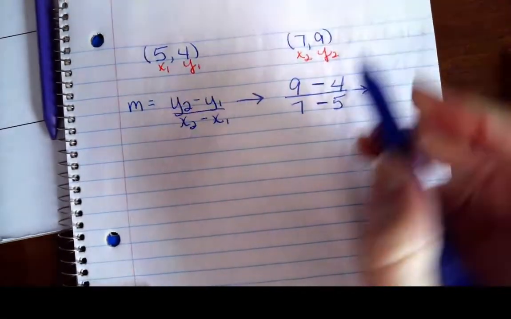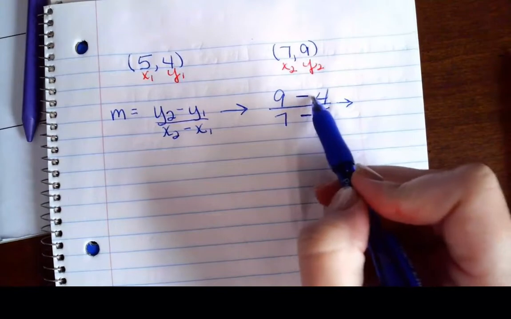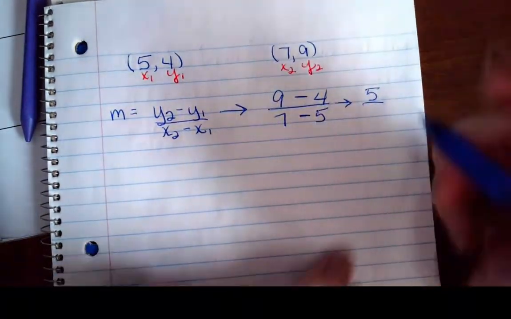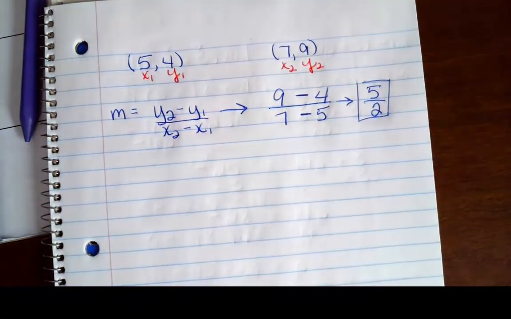So I end up with grouping symbols, order of operations. I can do the numerator first. So 9 minus 4 is 5, over 7 minus 5 is 2. So my slope is 5/2.